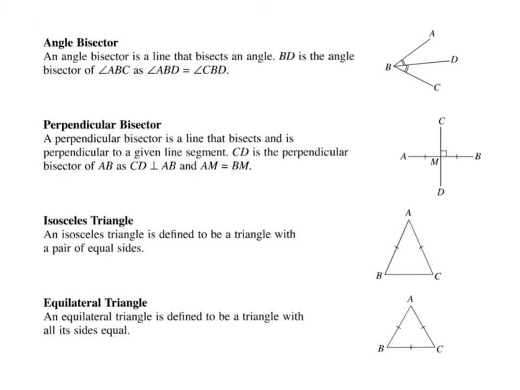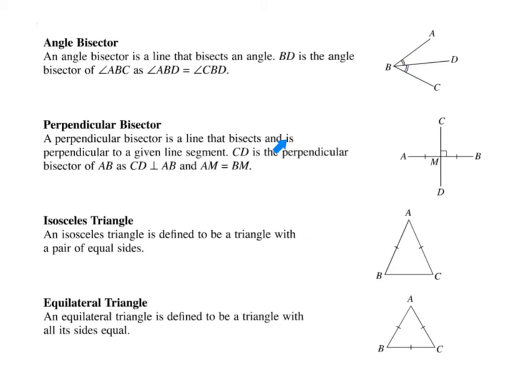Okay, now in junior high 2 and 3 we studied a few names of certain lines and triangles. The first one is what we call an angle bisector. An angle bisector is a line that bisects an angle, and you can see that BD here is the angle bisector of angle ABC. BD basically cuts angle ABC into two equal angles, and you have ABD equals CBD. When the angles are equal, we always label them with the same number of strokes to show that they are equal.